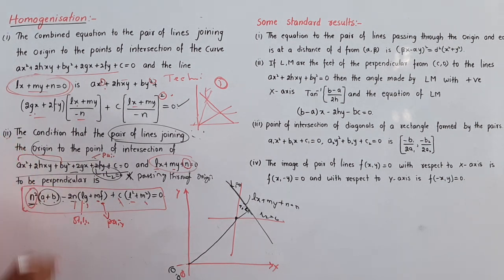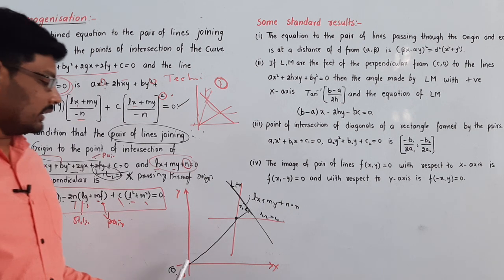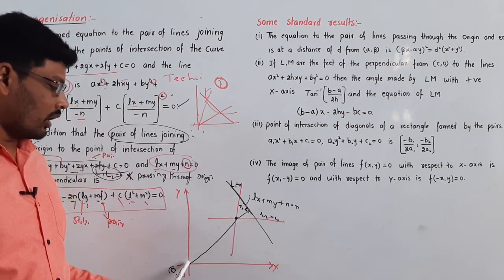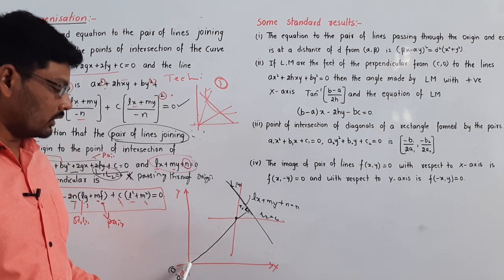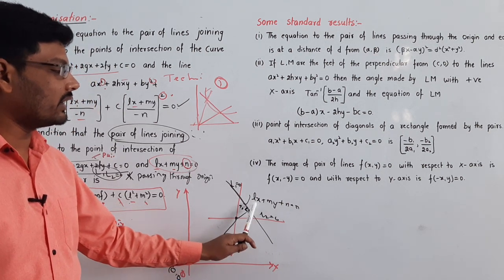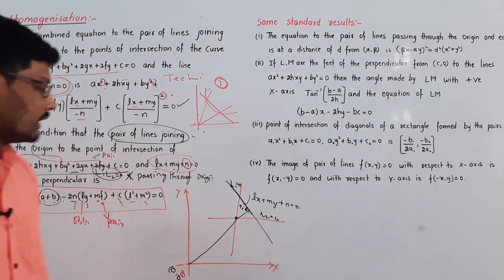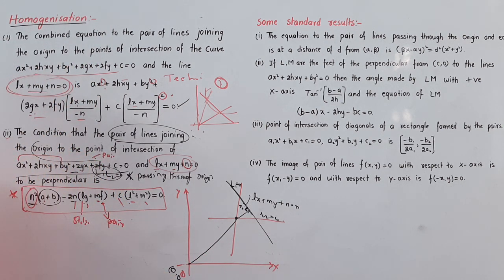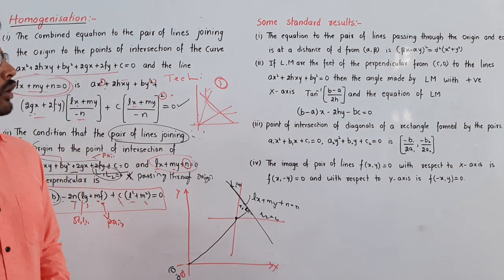Now the second point: the lines joining the origin to the point of intersection of the pair of straight lines are perpendicular to the line Lx plus My plus n is equal to 0. Then the condition for this is n square into (a plus b) minus 2n into (Lg plus Mf) plus c into (L square plus M square). This is all about homogenization.